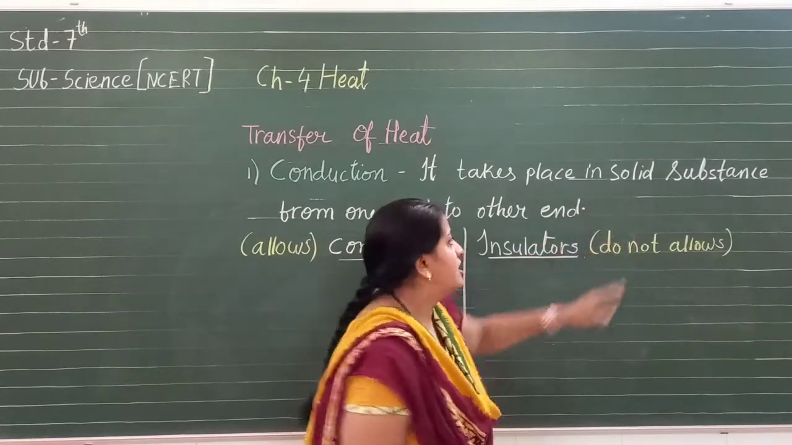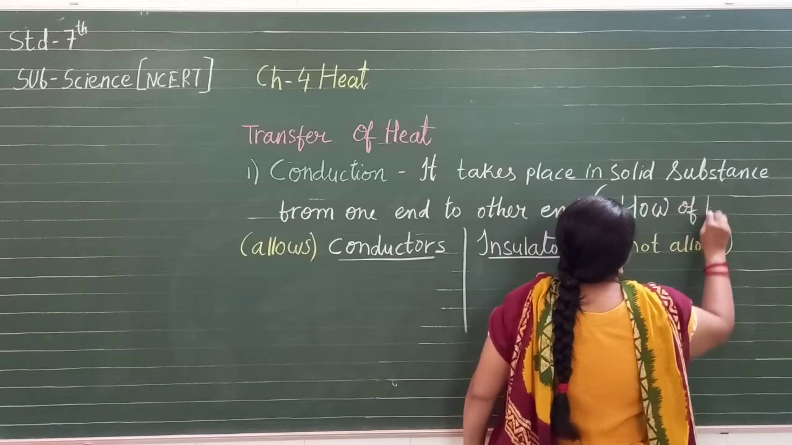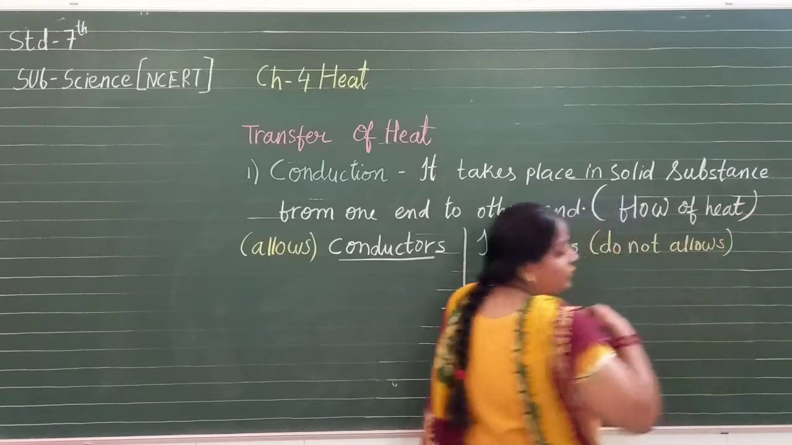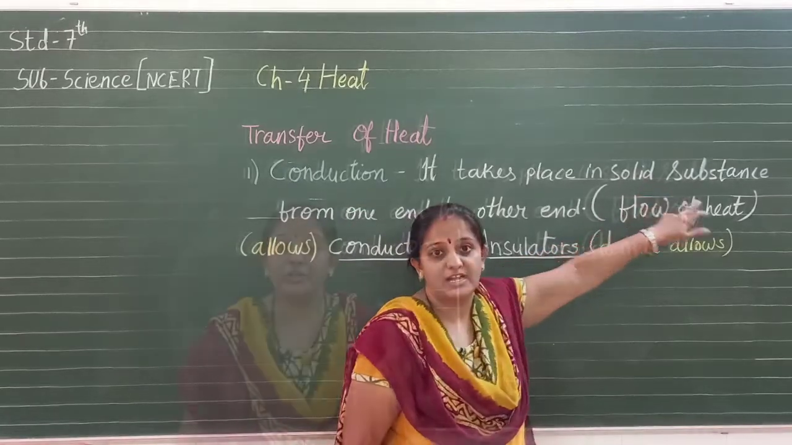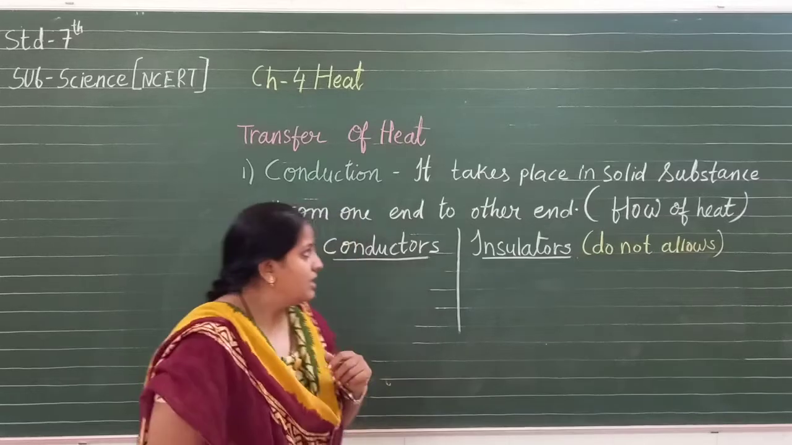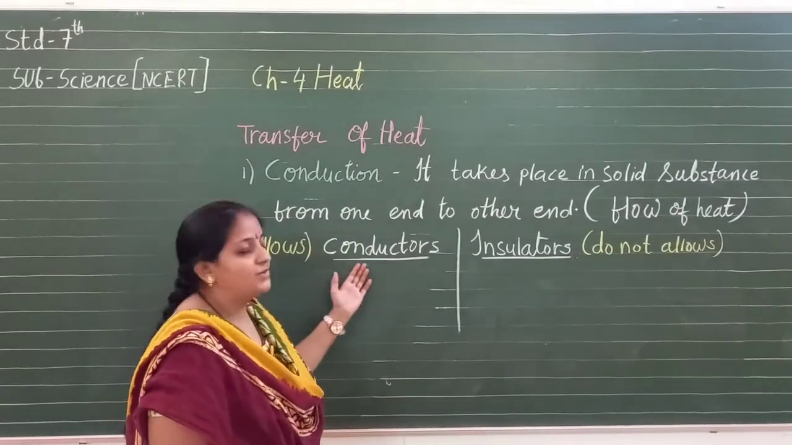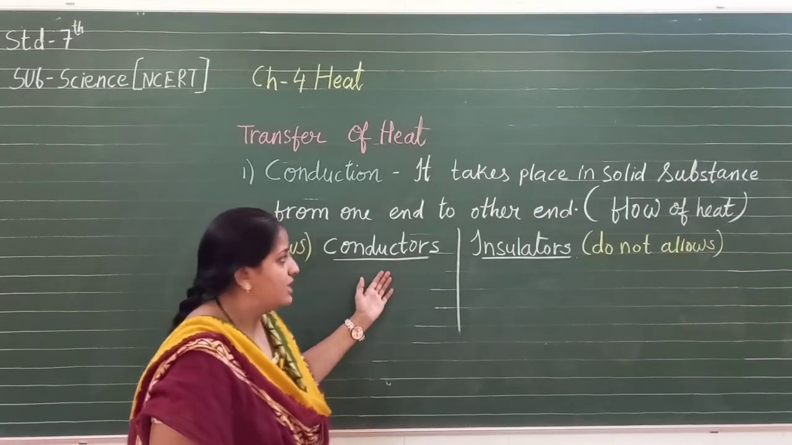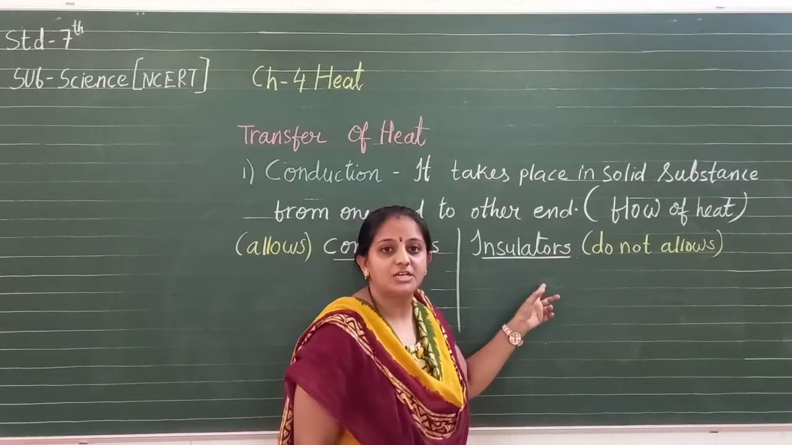So here it is a flow of heat from the hot side to the cold side. Here I specified that it is a solid substance. All solid substances allow heat to pass through them, isn't it? So the materials which allow heat to pass through them are known as conductors, and the materials which do not allow heat to pass through them are known as insulators.